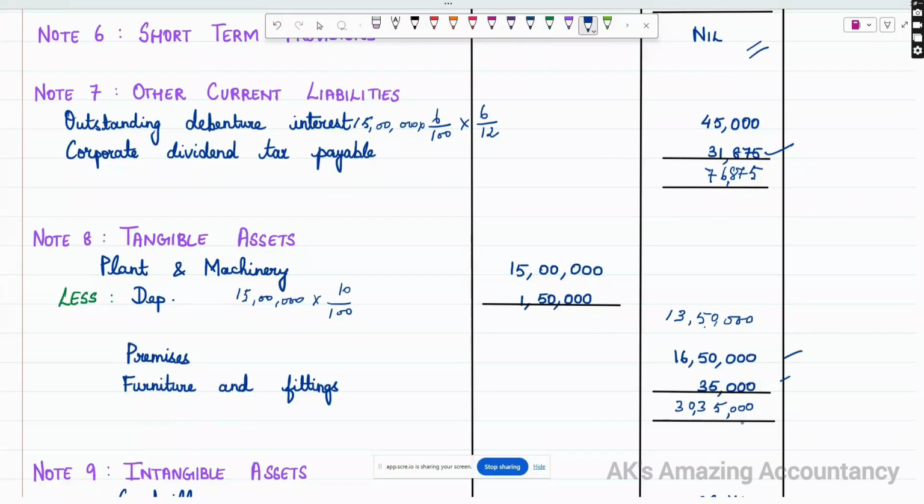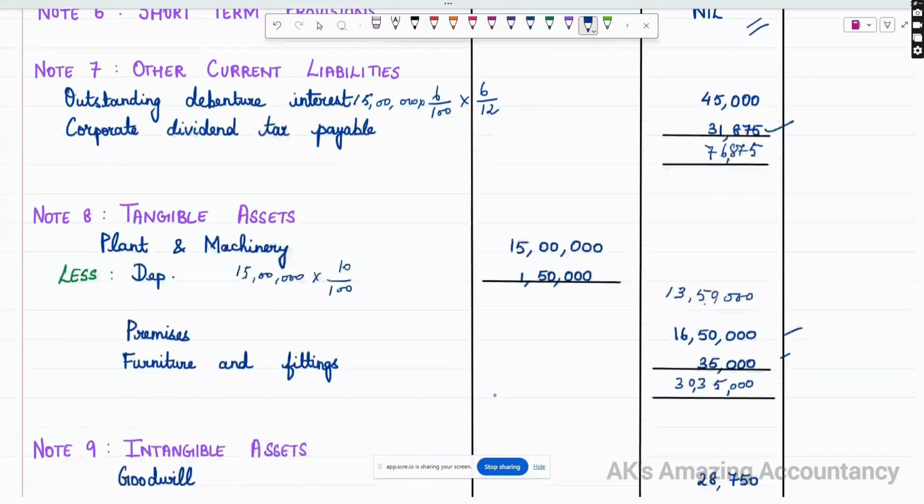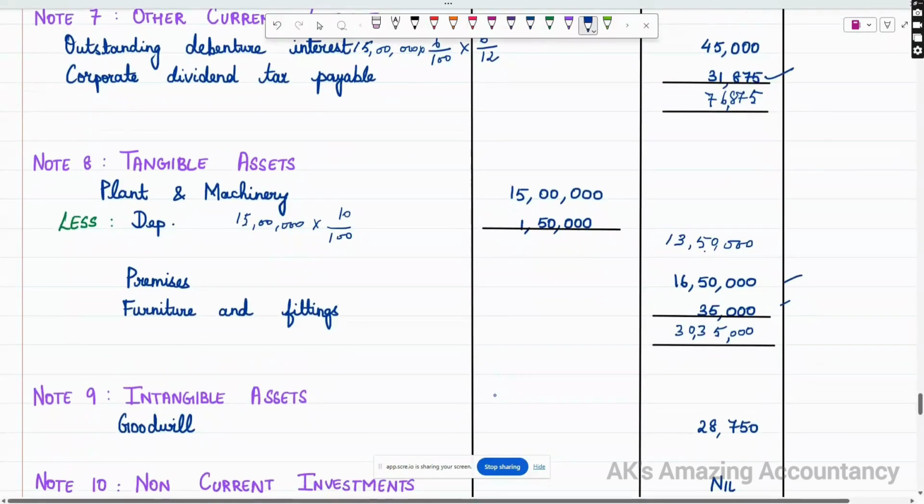Now we have intangible assets as Note 9. What are intangible assets? Assets which are non-physical in nature, which cannot be seen and touched. Such assets are called intangible assets. Usually, you'll be having items like patents, goodwill, trademark, copyright, etc. In this problem, we have goodwill. Goodwill is given as 28,750. Under intangible assets, we are entering goodwill 28,750.